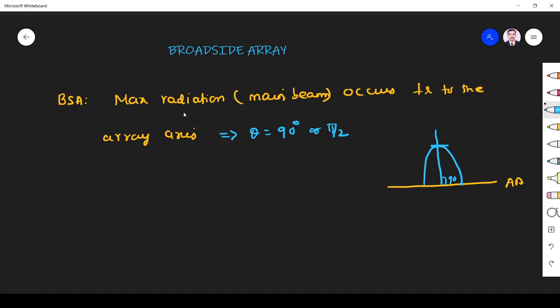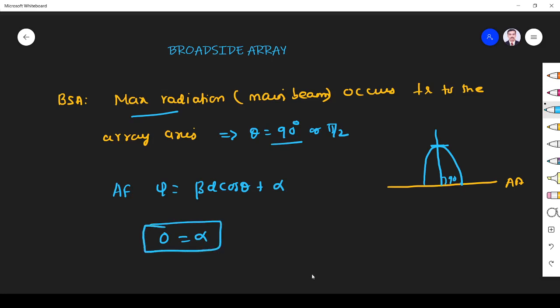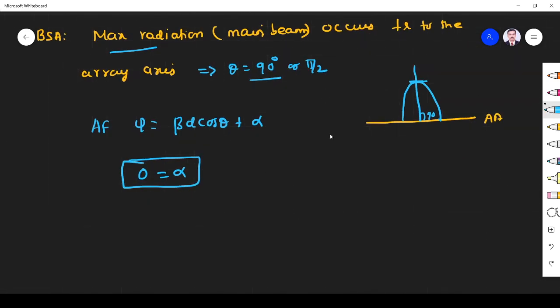We know that array factor is given by psi is equal to beta d cos theta plus alpha. For maximum radiation, psi must be 0. Beta d cos theta, for a broadside array theta is equal to 90 degree, cos 90 is 0. So alpha is equal to 0, that is, progressive phase shift is 0.